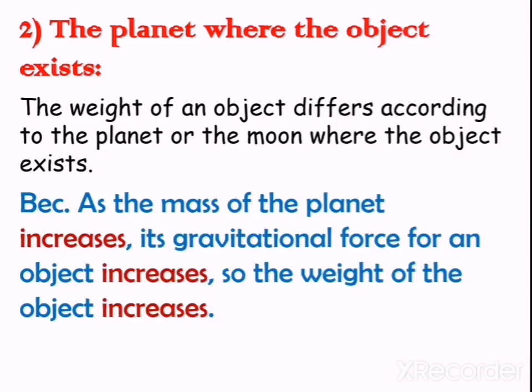The second factor that affects the weight is the planet, the planet where the object exists. The weight of any object differs according to the planet or the moon where the object exists.